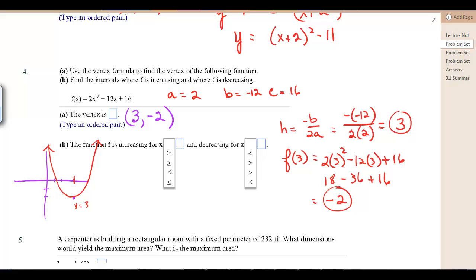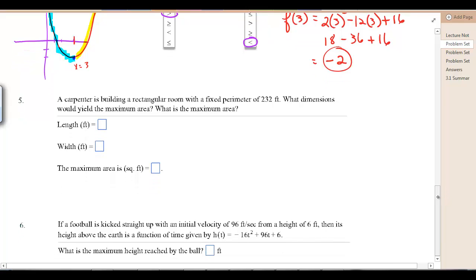So it's increasing here. It's decreasing here. So it's increasing for x is what? Greater than 3 or less than? It's greater than 3 because it's everything to this side. And it's decreasing for everything to the left of 3. So that would be less than 3. Okay? All right.